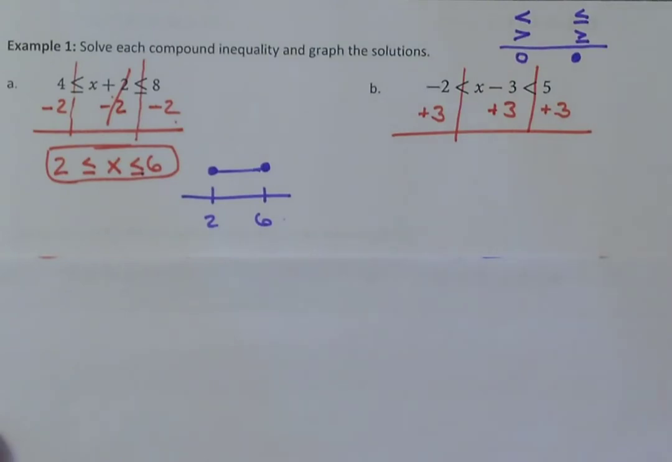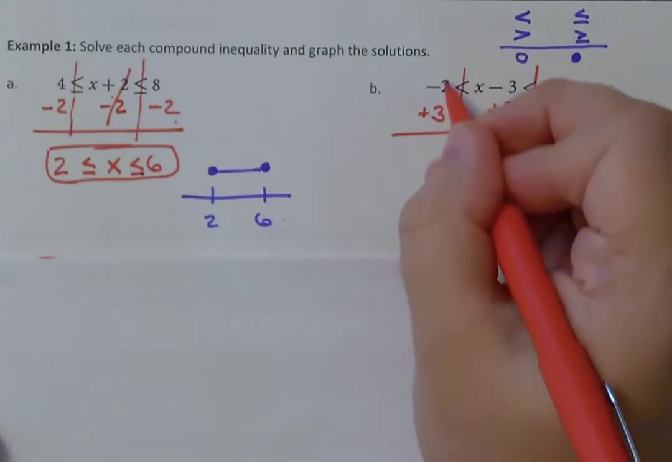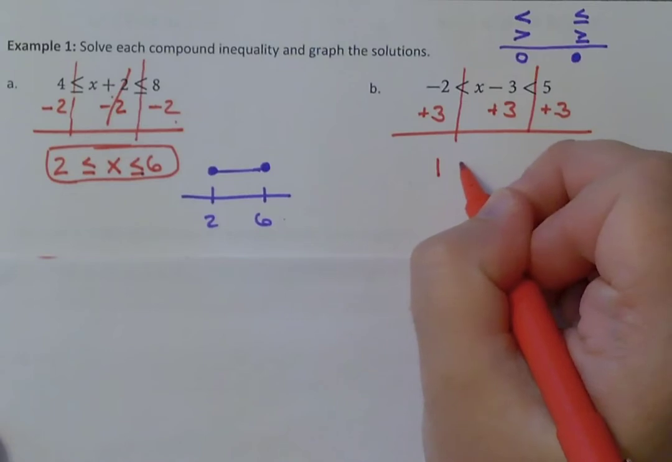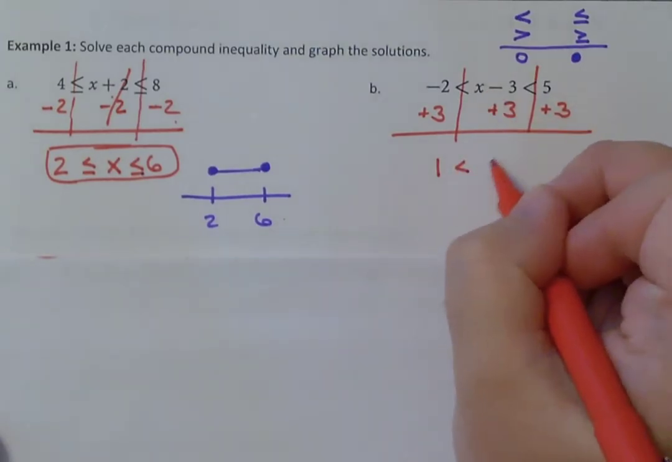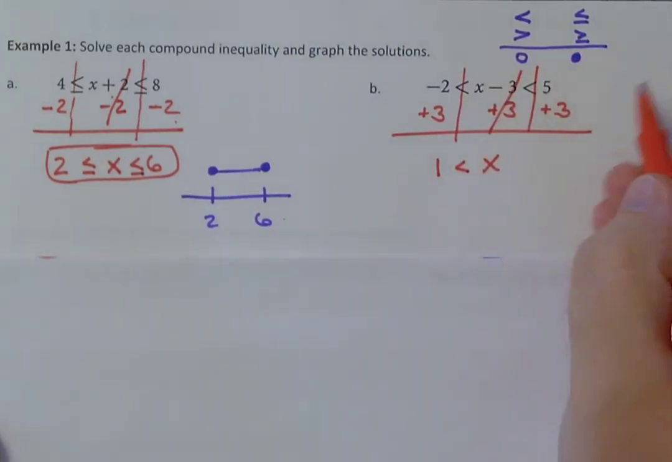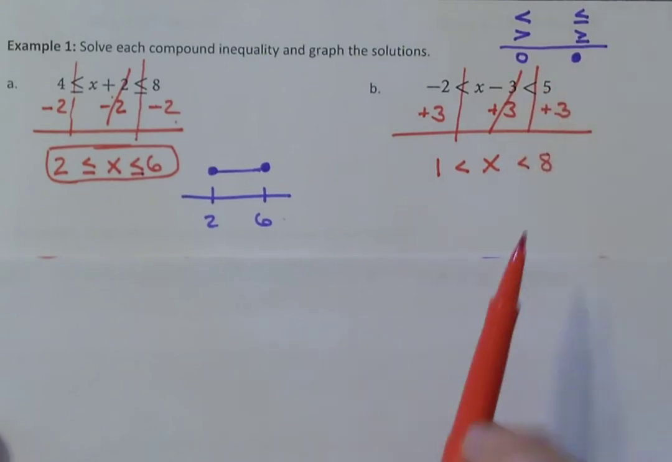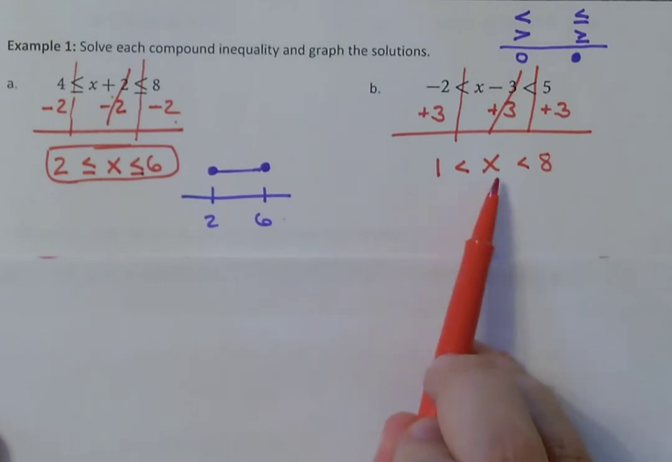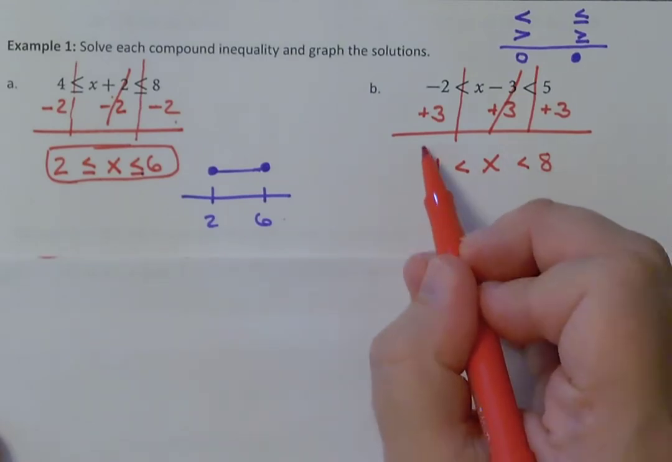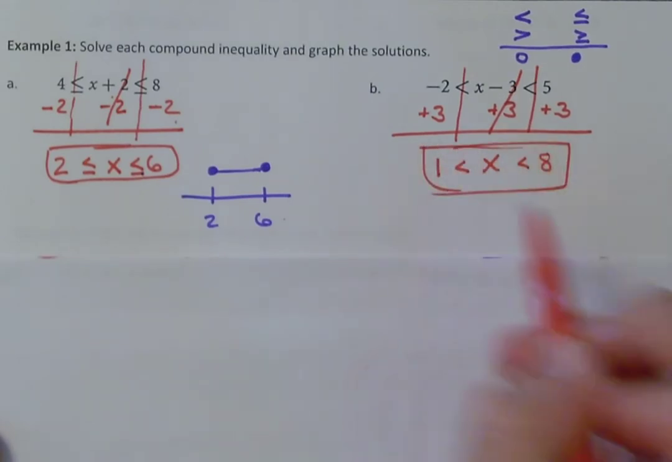So when I add 3 to all three parts, negative 2 plus 3 is 1. It's less than x, because the 3's cancel out. And then 5 plus 3 is going to give me 8. So we end up with 1 is less than x and less than 8.